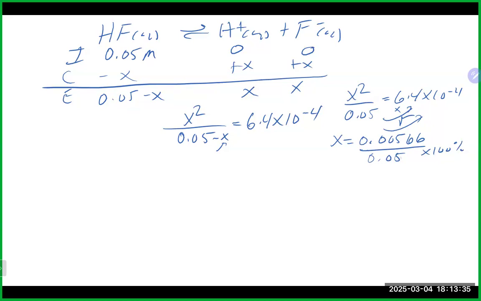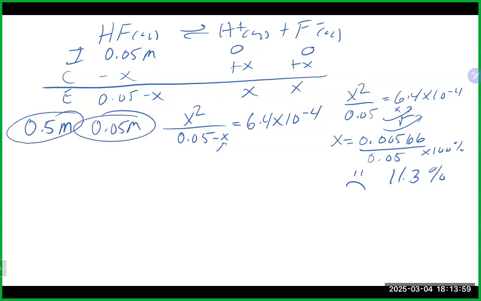We end up with 11.3%. That gives us an unhappy face, yes, and we could not do the assumption here. So again, just a reminder that the assumption will not always work. You should definitely check it. You might be wondering, they seem kind of like the same numbers, 0.5 molar versus 0.05 molar. One works, one does not work.